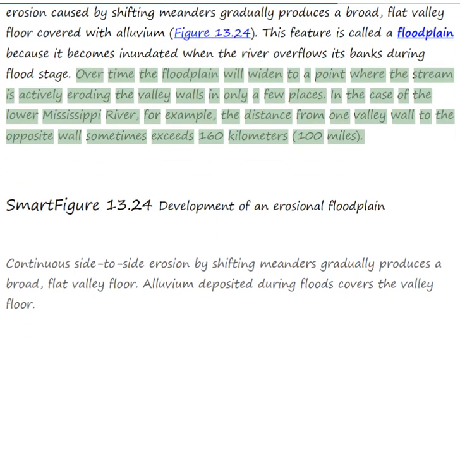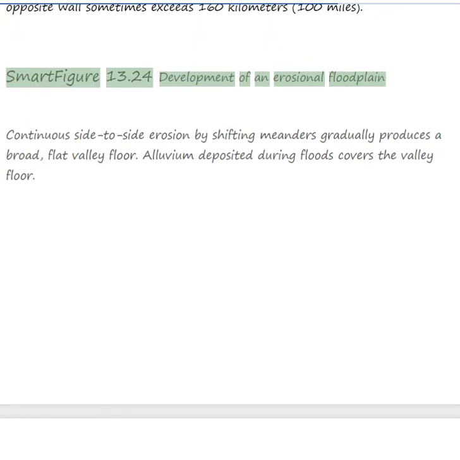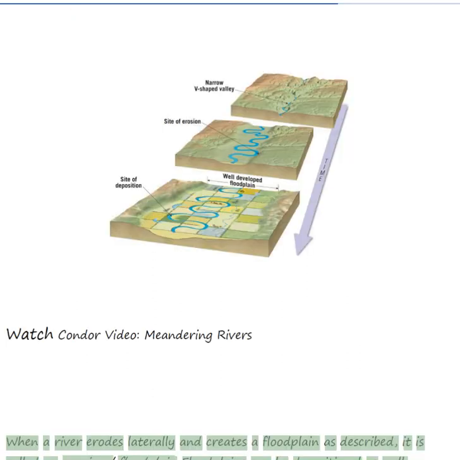Over time, the floodplain will widen to a point where the stream is actively eroding the valley walls in only a few places. In the case of the lower Mississippi River, for example, the distance from one valley wall to the opposite wall sometimes exceeds 160 kilometers. Continuous side-to-side erosion by shifting meanders gradually produces a broad, flat valley floor. Alluvium deposited during floods covers the valley floor. Smart Figure 13.24 Development of an erosional floodplain. When a river erodes laterally and creates a floodplain as described, it is called an erosional floodplain.